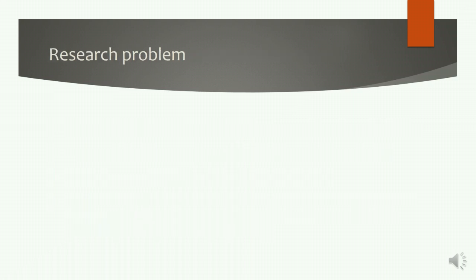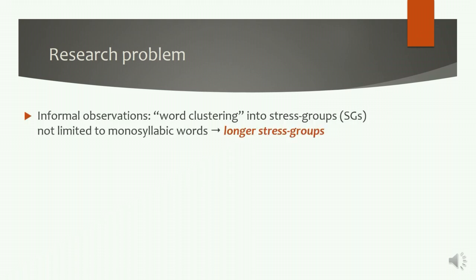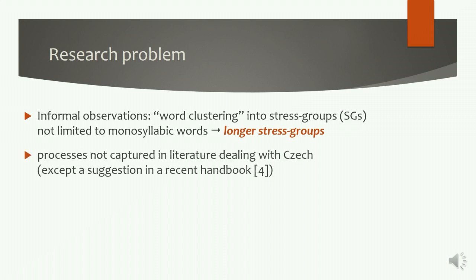So the research problem is based on our informal observations, because we notice that in current Czech, words cluster into stress groups, and it's not limited to just the monosyllables described in the literature. We find longer stress groups in current Czech. As I said, those processes are not captured in the literature to our best knowledge, and we only made one suggestion in a recent handbook about that.